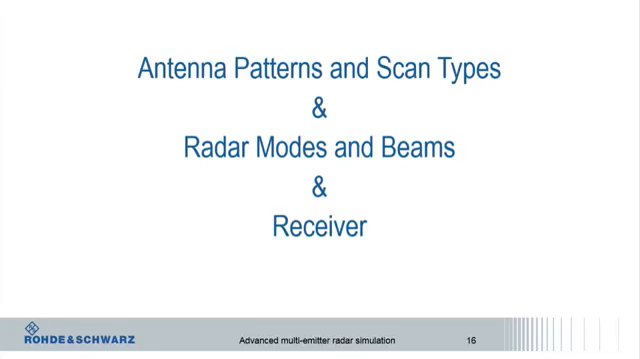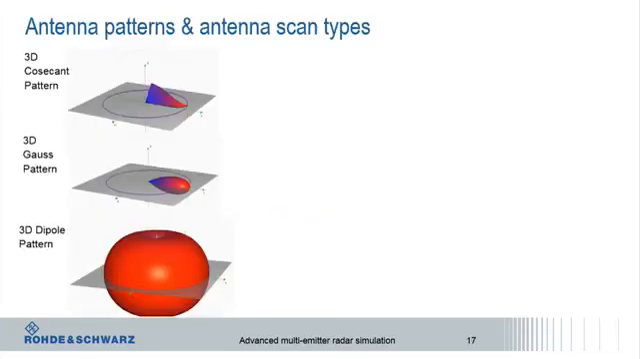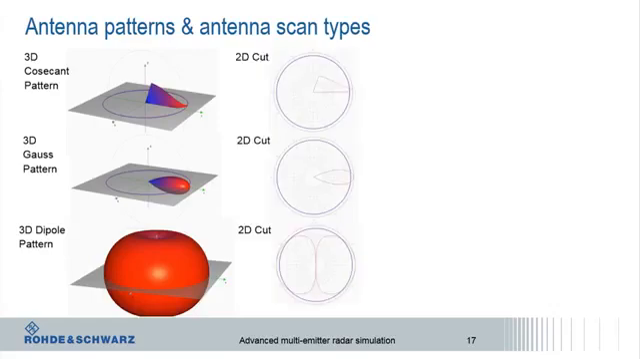As we have seen before, the emitters and the receivers are carrying antennas. So also the software allows to define these antenna diagrams. Here are just 3 typical examples. At the top we have a cosecant antenna pattern, in the middle we have a Gaussian pattern, and at the bottom we have a dipole pattern. You also have access to 2D cuts in order to verify if everything has been defined correctly.